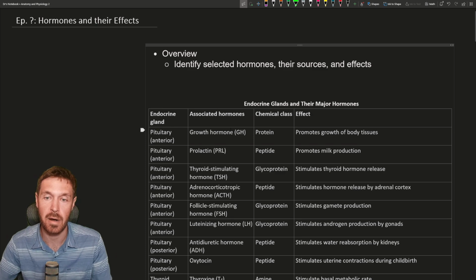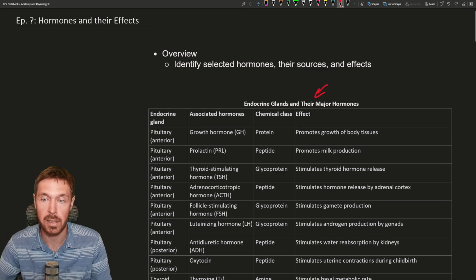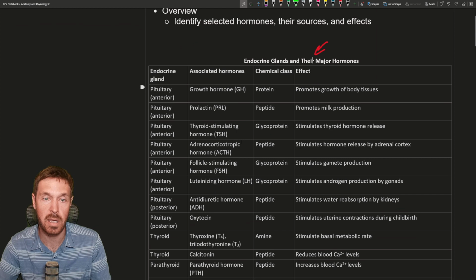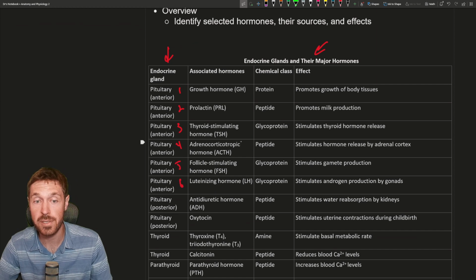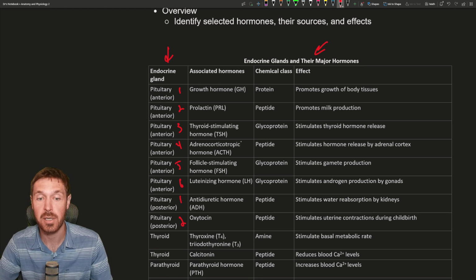The first thing I have here is this table of endocrine glands and their major hormones. So over here, you have the endocrine gland itself. You notice there's 6 hormones that are released from the anterior pituitary and 2 hormones released from the posterior pituitary. So 8 hormones in total released from the pituitary gland. So growth hormone, prolactin, thyroid stimulating hormone, adrenocorticotropic hormone, follicle stimulating hormone, luteinizing hormone, antidiuretic hormone, and oxytocin.